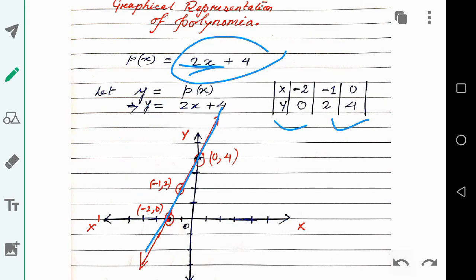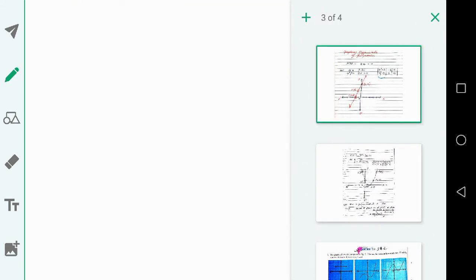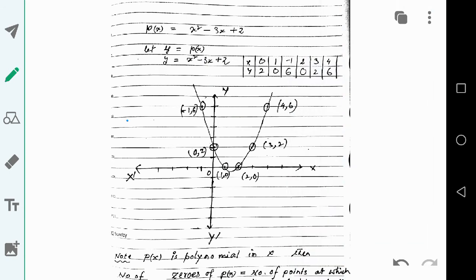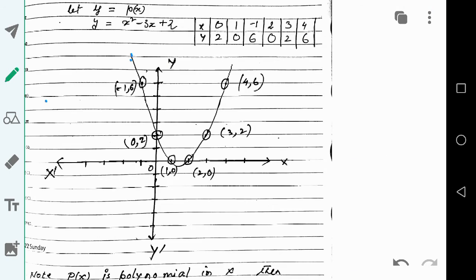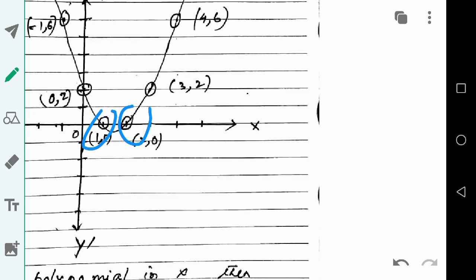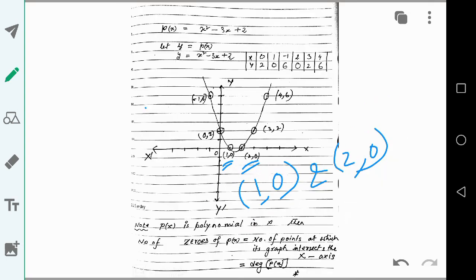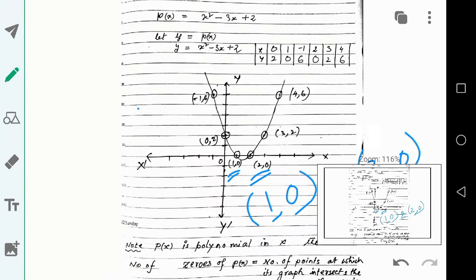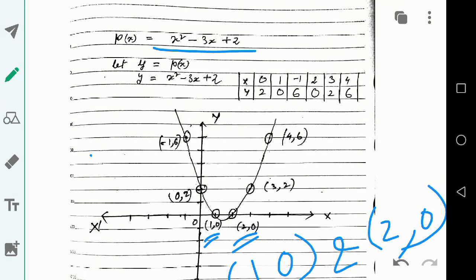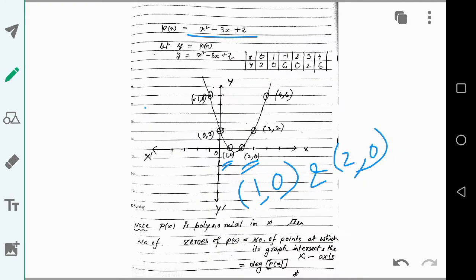Let us draw the graph of a quadratic polynomial. If you draw the graph of a quadratic polynomial, you will get such a graph. Now you see, the graph of this quadratic polynomial intersects the x-axis at 2 points. What are the 2 points? These points are (1, 0) and (2, 0). So these are the 2 points at which the graph of this quadratic polynomial x square minus 3x plus 2 is intersecting the x-axis.